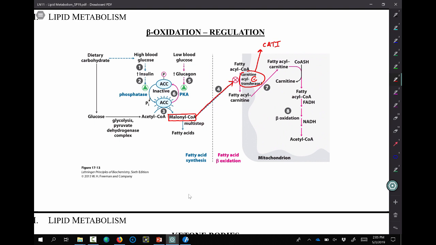Now, malonyl-CoA, what is that molecule? Malonyl-CoA is something we're going to spend some time thinking about over the next couple of days. Malonyl-CoA is made from acetyl-CoA. We all know what acetyl-CoA is, I would hope, at this point. The enzyme that makes this is ACC, or acetyl-CoA carboxylase.